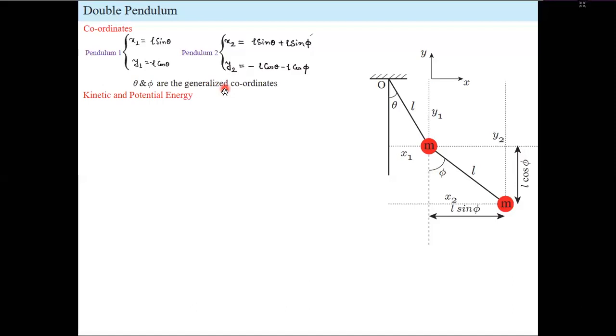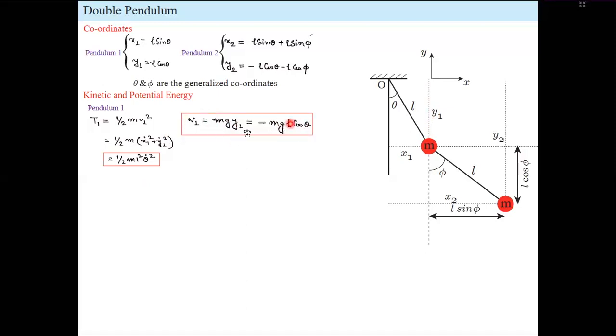So let's start with the first pendulum. So this is half m v1 square. So v1 square is x1 dot square plus y1 dot square, where x1 dot and y1 dot are the velocities along the x and y directions. So we expressed x1 and y1 in terms of theta, so definitely the velocity will also occur in terms of theta dot. So this is the kinetic energy, half m L square theta dot square. And next is the potential energy, which is mg into height. Height is y1 for the first pendulum, and this is the potential energy.